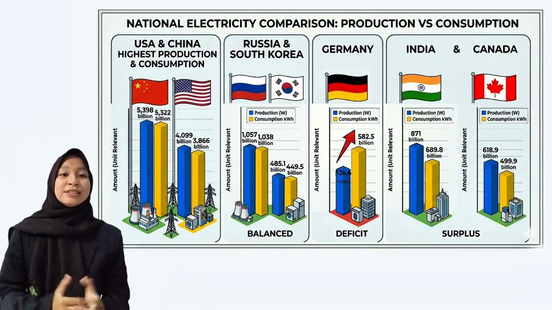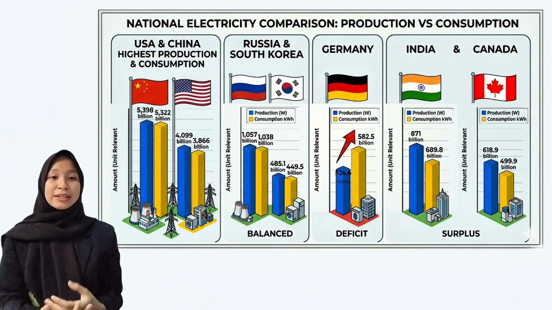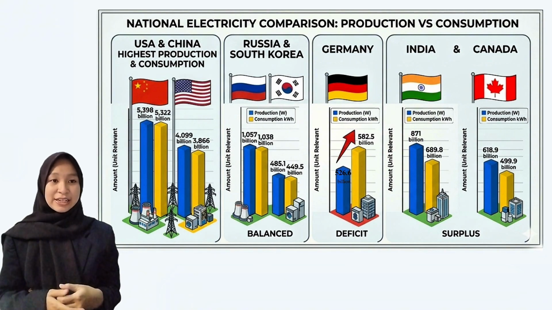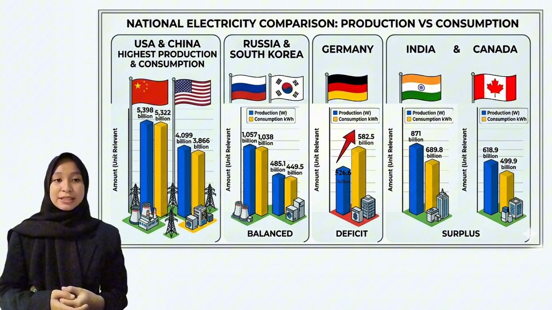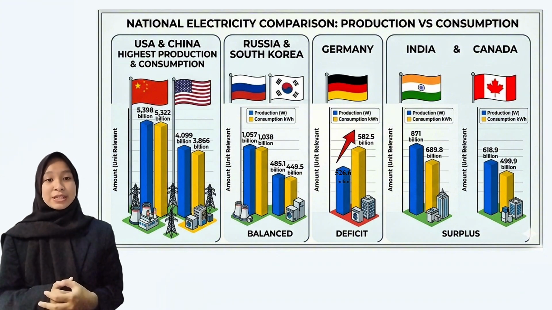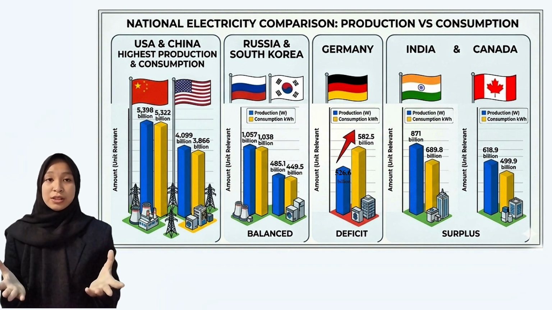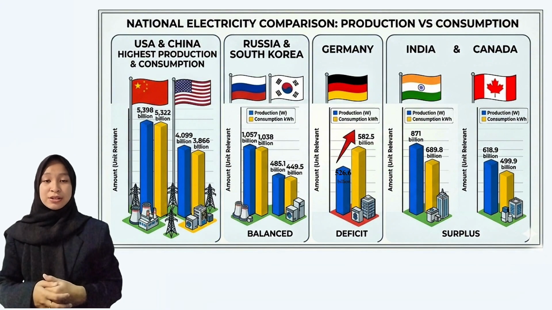In addition, the infographic compares how much electricity each country produces and consumes. Therefore, the data helps us understand different energy conditions, industrial activities, and electricity demands among countries. Moreover, the graph shows that some countries experience electricity surpluses, while others face balance or electricity deficits. Overall, China and United States have the highest electricity production and consumption levels among the countries observed.